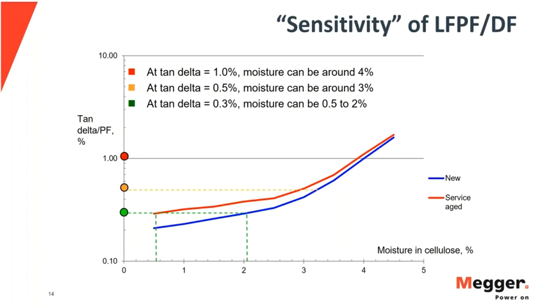This indicates that a single dissipation factor may represent a wide range of moisture contamination levels, and it's largely dependent then on how aged the insulation system is. For example, if we take the green dot at 0.3% dissipation factor, that's obtained for moisture content ranging from 0.5% in the case, if you see that first vertical green dotted line, of a service-aged transformer, up to 2% if you're testing a new transformer.